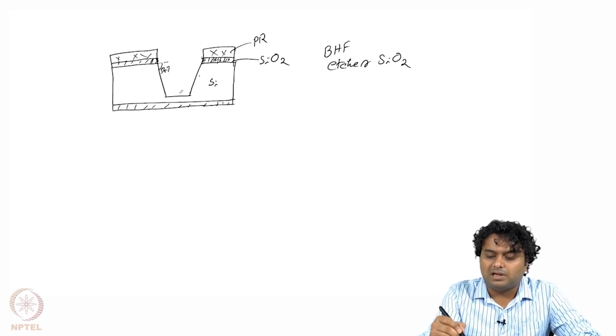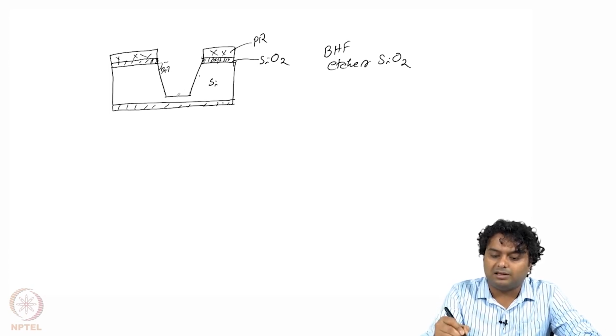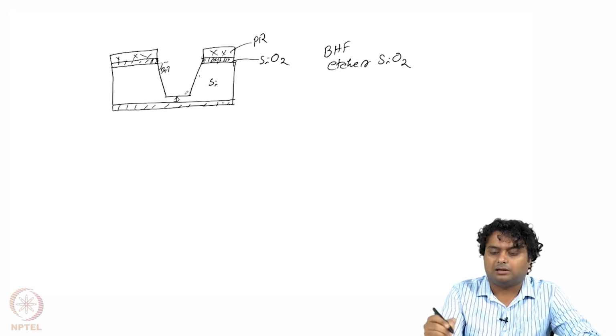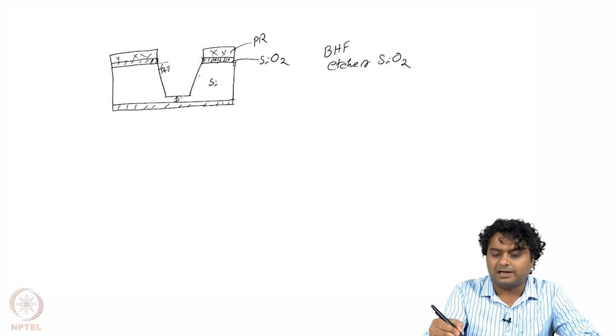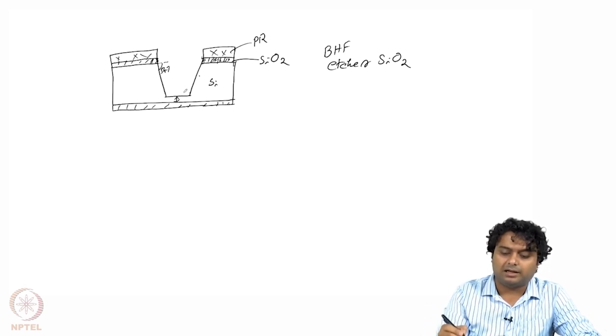Now we will stop the etching at a certain distance from the bottom. So we have a thin membrane in between the top side and the bottom side, and this cavity, right, and this will act as our membrane.